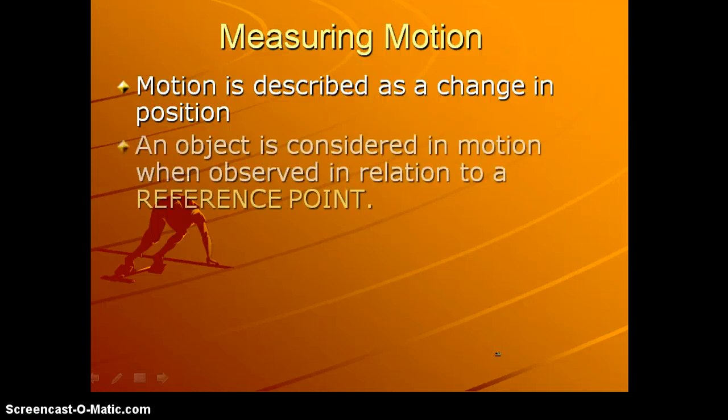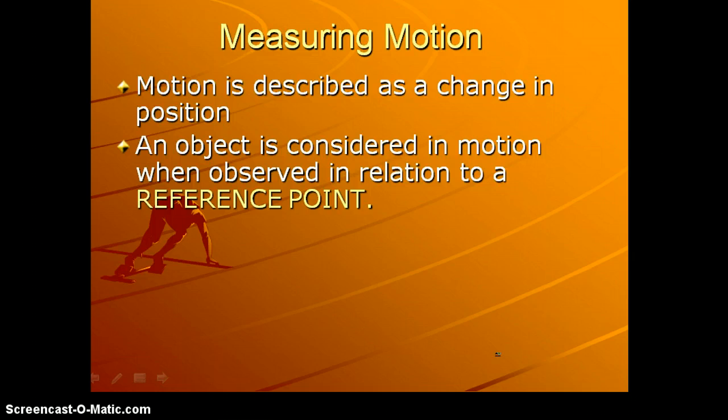But in order to describe something in motion, we need to have a reference point. So each individual that's describing an object will have a different reference point, or possibly could have a different reference point. If you are in a car moving, you are going to describe things outside of the car differently than if you were standing on the side of the road describing those same objects.